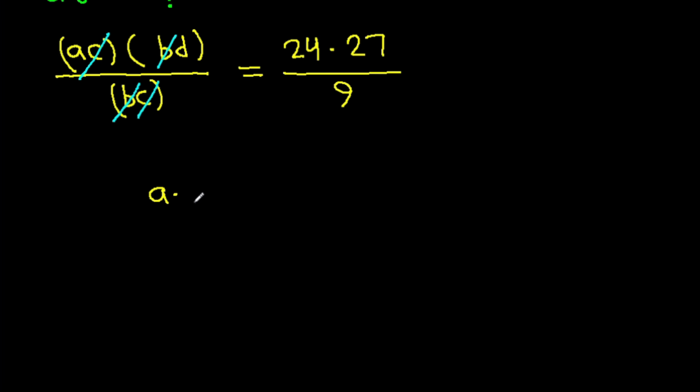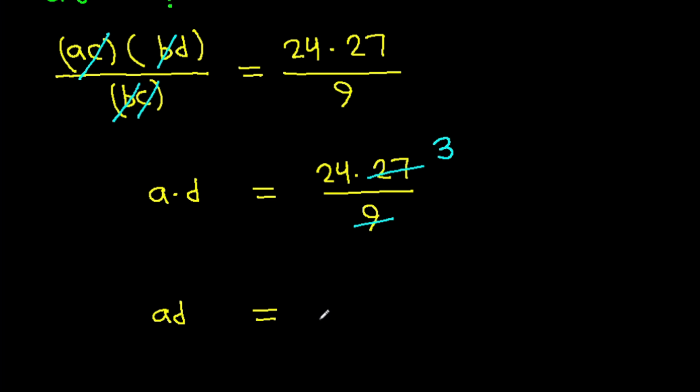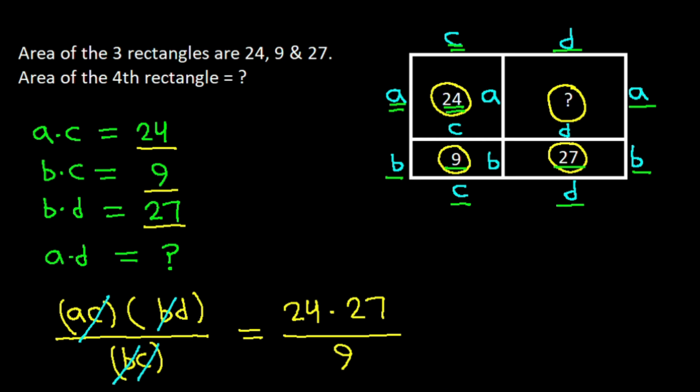So A times D is 24 times 27 divided by 9, and 9 times 3 is 27. So AD is 24 times 3, that will be 72. So AD is 72.